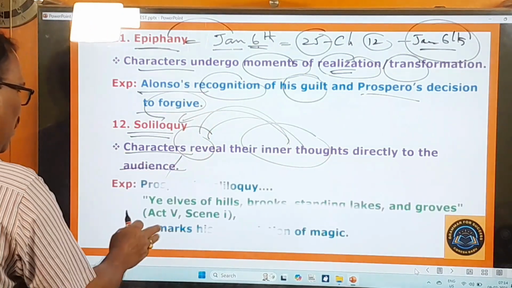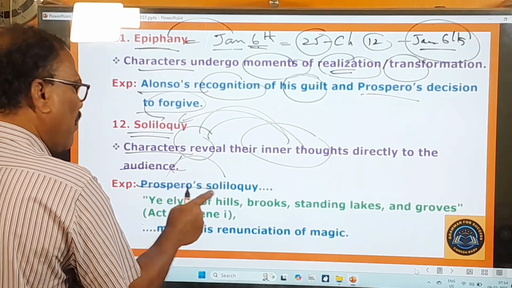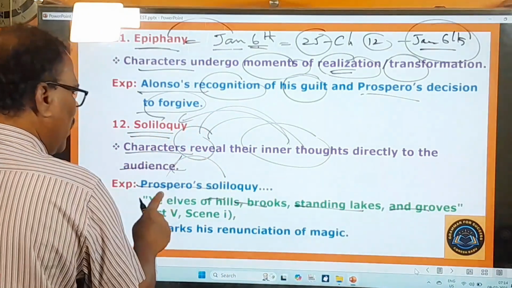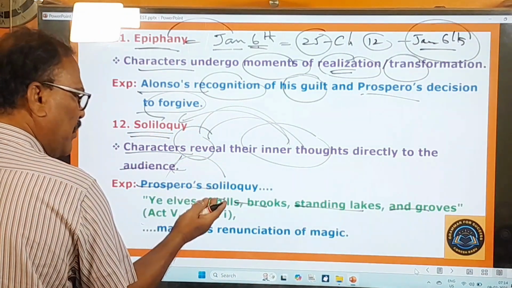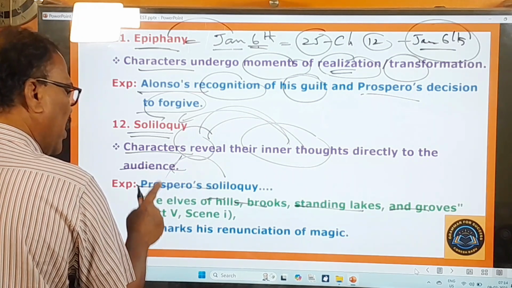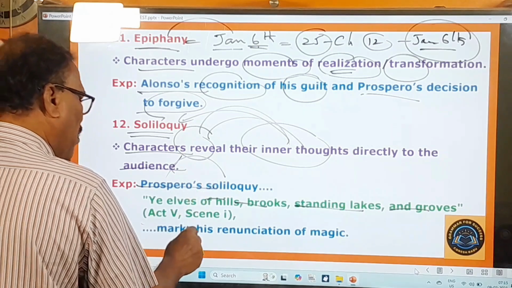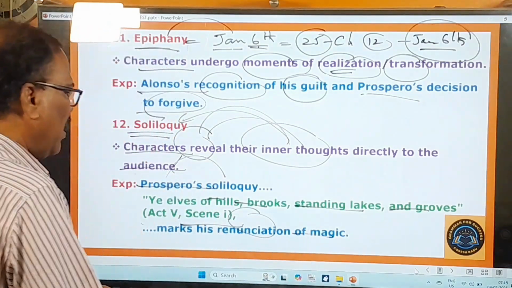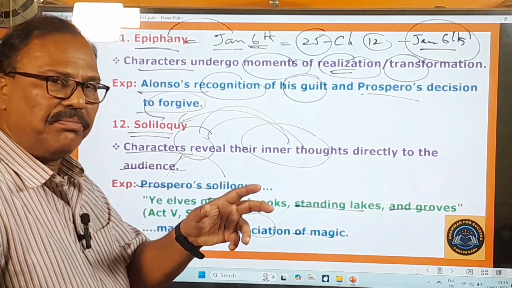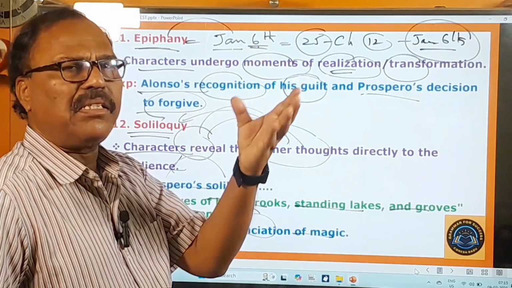So here, Prospero's soliloquy is there in this drama. You elves of hills, brooks, standing lakes, and groves. This is a kind of a soliloquy, and that you can find in the scene 2 of Act 5. Okay, Prospero's soliloquy you can find in the Act 5, scene 1, and marks a renunciation of magic. And here, through this soliloquy, this Prospero renounces, means gives up, abandons his magical powers.